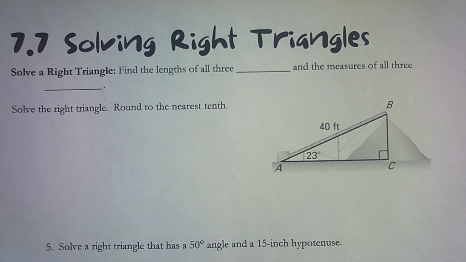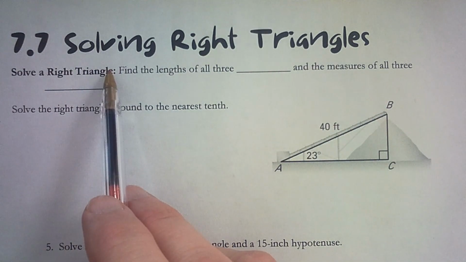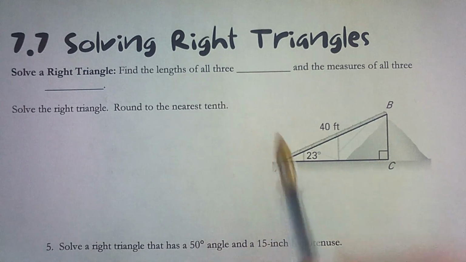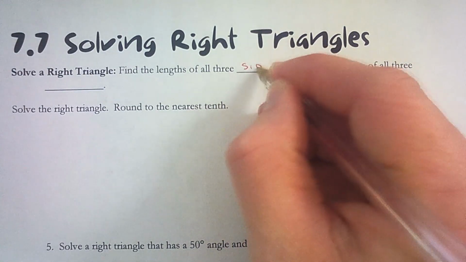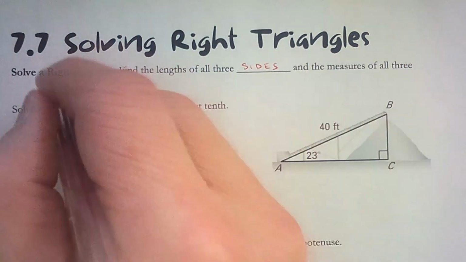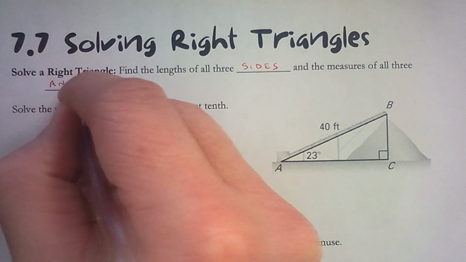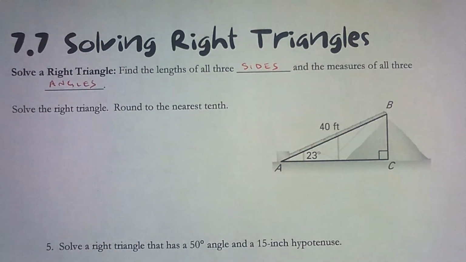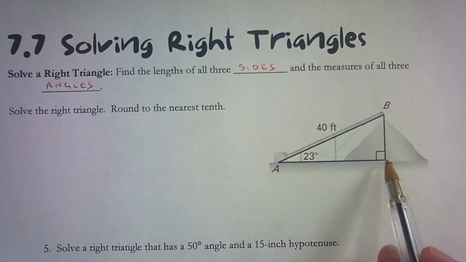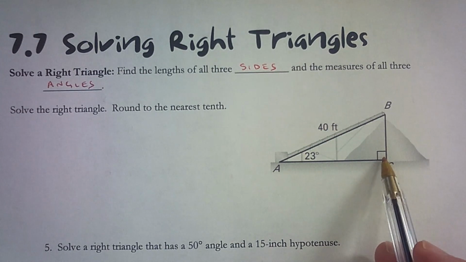So, solving a right triangle. When we solve a right triangle, that means we are going to find out the lengths of all three sides and the measures of all three angles. Okay, so we will know all three angle measures and all three side lengths when we are done. So we are going to solve this right triangle here.